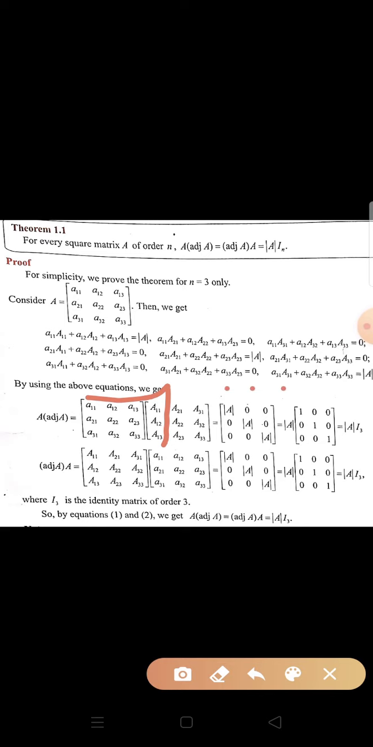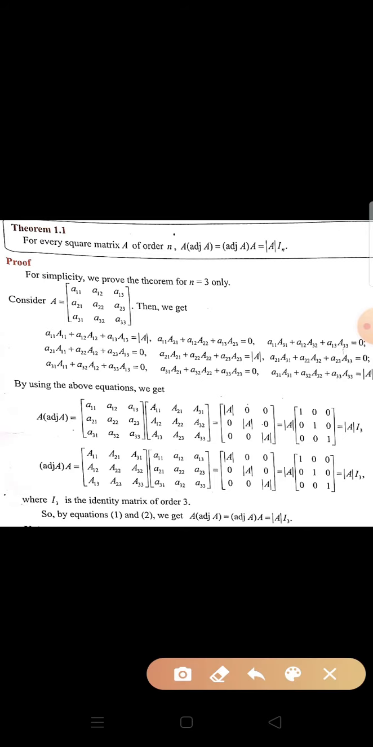The answer is determinant A 0 0, 0 determinant A 0, 0 0 determinant A. We take the common factor determinant A. The remaining matrix is 1 0 0, 0 1 0, 0 0 1. This is I3, the 3 cross 3 identity matrix. Finished. This is equation number 1.